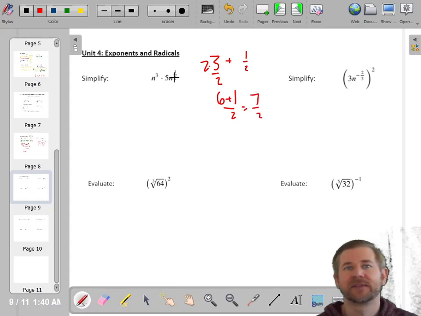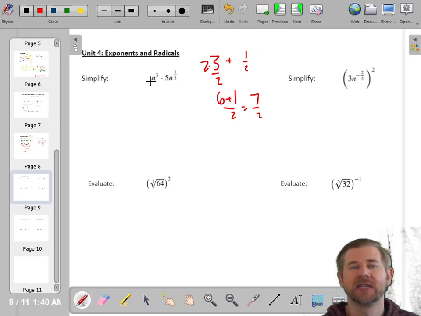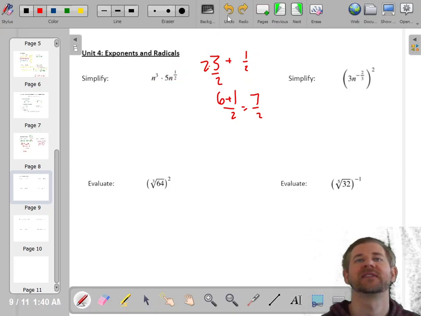Another way of thinking about this. How many halves are in 3 whole? 6. 6 halves. 6 halves plus 1 more half is 7 halves. This is 5n to the 7 halves.